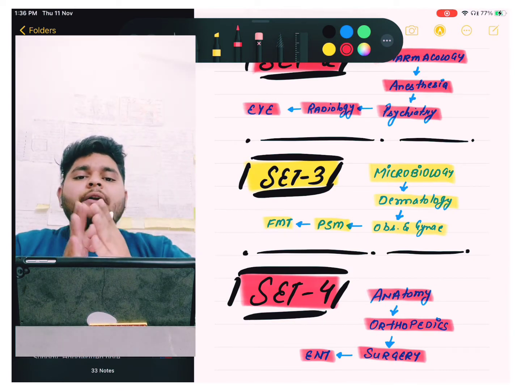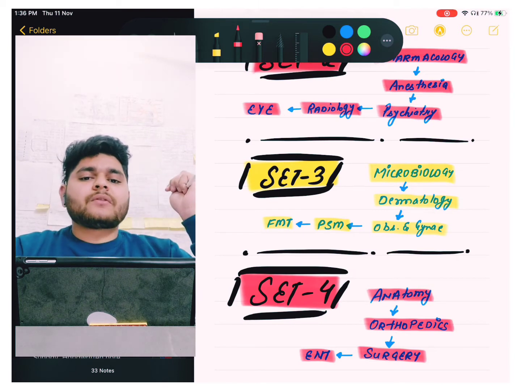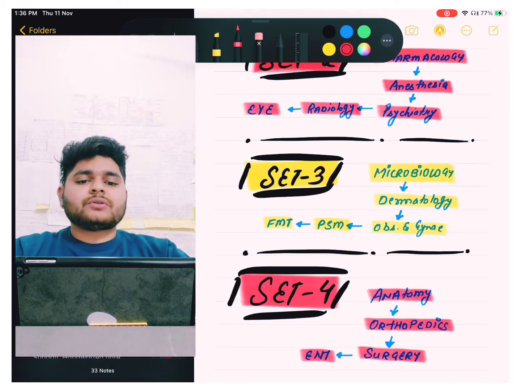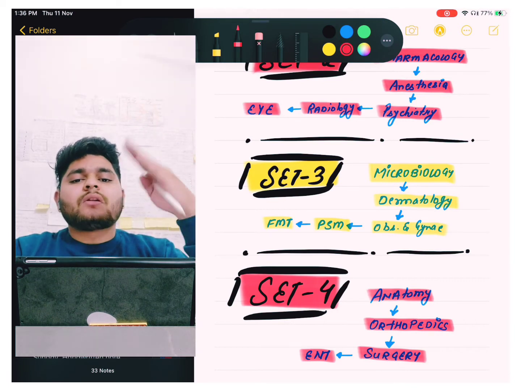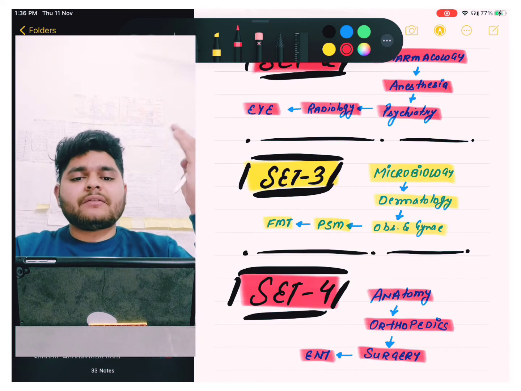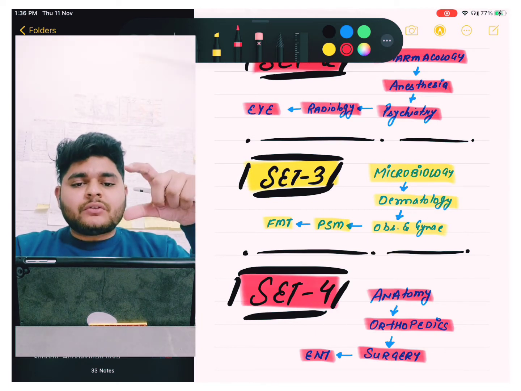Now if we know the anatomy of the body, then only we can perform the surgeries, as every surgeon should be very handy with the anatomy of the body. If we know the anatomy, we know the muscles, bones, joints, all the fascias, all the arteries, nerves and vessels. Then we should know the orthopedics.